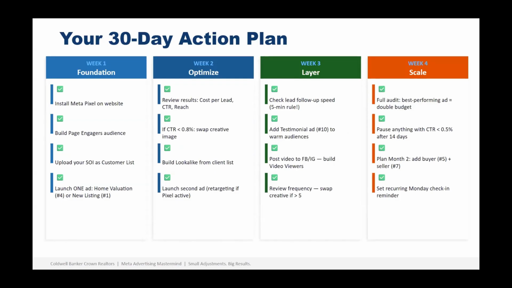Again, start small. Here's your 30-day action plan right here. First, you set up your foundation. Try to grab that Meta pixel. And there are a bunch of videos on how to do that, right? Grab that Meta pixel, throw it on your website so that that retargeting algorithm can start building. The best way to build your page engagers is to get your sphere of influence into the system. Get them to like your business page.